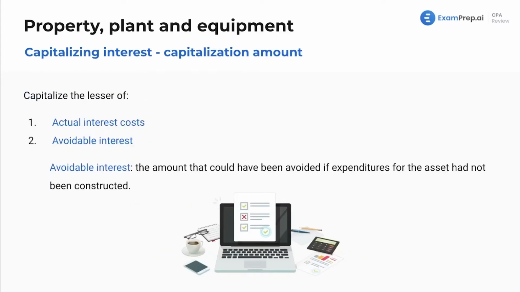Capitalization amount. Well, answering all those three questions, what do we capitalize? We capitalize the lesser of the actual interest costs or the avoidable interest. So what is avoidable? Obviously, actual interest costs is what is actually incurred. Avoidable interest is the amount that could have been avoided if expenditures for the asset had not been made. You'll be given these numbers, right? You'll basically just choose between them. You have to calculate actual interest costs, but you'll probably be given the avoidable interest, and you'll just determine that.